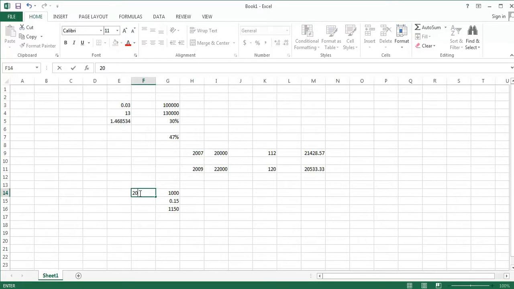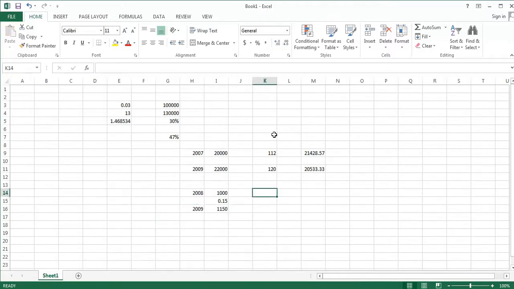Let's suppose this is 2008, and this is 2009. And let's suppose the price level in 2008 is somewhere between 112 and 120. Let's suppose it's 114. And we know that the price level in 2009 was 120. Well, this $1,150, what's it actually worth?